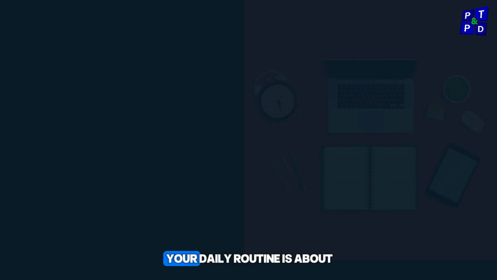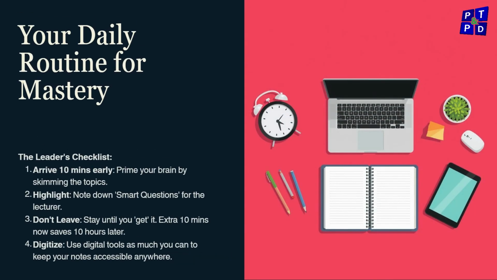So that's about it. Your daily routine is about coming 10 minutes early to prime your brain by skimming the topics. Then highlight a hard question, a smart question. Don't leave until you get it, even if it takes an extra 10 minutes. Now you save 10 hours later, when you have tomorrow's submission and you don't know the answer to those questions. And use digital notes and digital tools as much as you can. We talk about that separately as well.